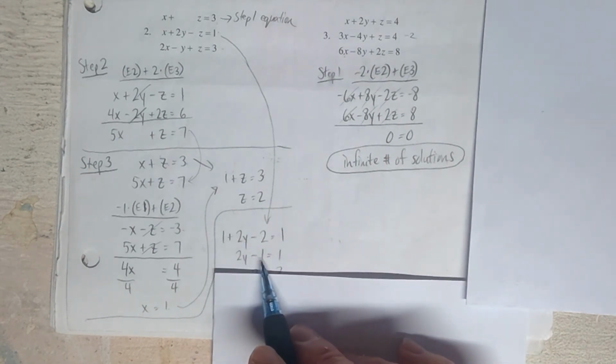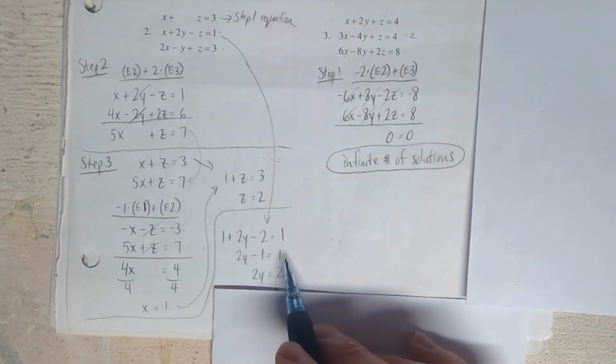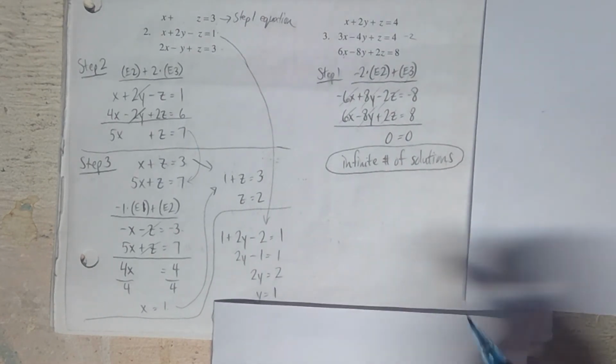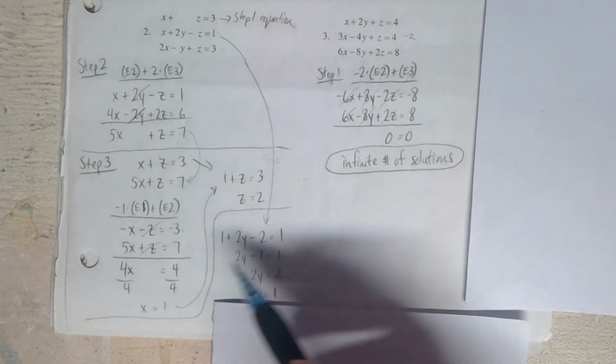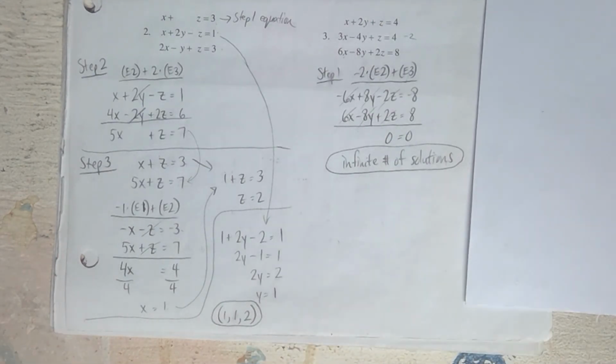I then combined like terms. I then added the 1 over to the other side with the other 1 over here. And finally, after you divide out the 2, you get y equal to 1. So therefore, putting all three of those answers together, 1, 1, and 2, I get this answer. Put it in that order, though. That's just like with ordered pairs in 3.1, always put in that order x, y, z. Just like we did x and y in 3.1.